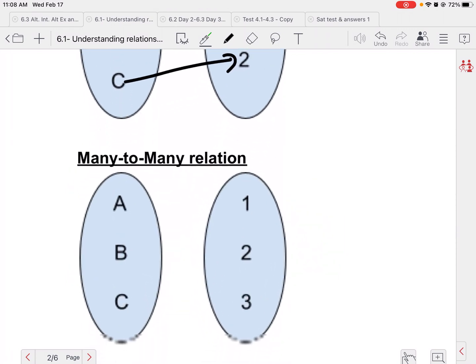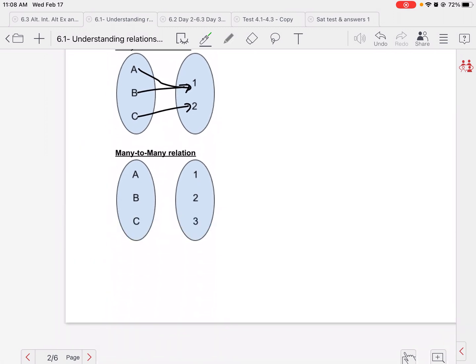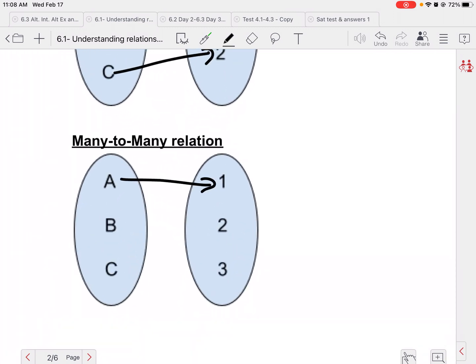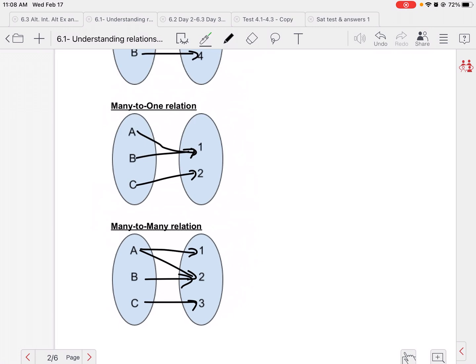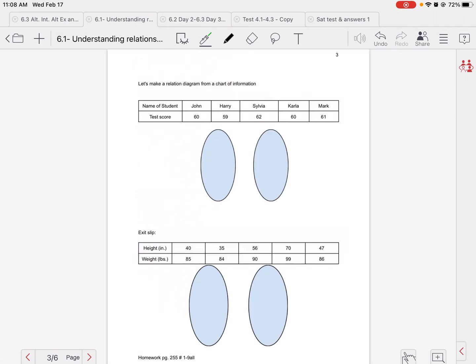Okay, and then there's many to many, which is just a combination of these two put together. So I would have A going to 1, A going to 2, and I would also have B going to 2 and maybe C going to 3. And these lines can change. It doesn't look exactly like this every time. But I can look and be like, oh, there's many things going to A and many things going to 2. So I know it's a many to many. Okay, so these are the 4 types of relations. You will need to memorize all of those. Okay, but we're going to practice with them a lot in the next couple of days, okay?